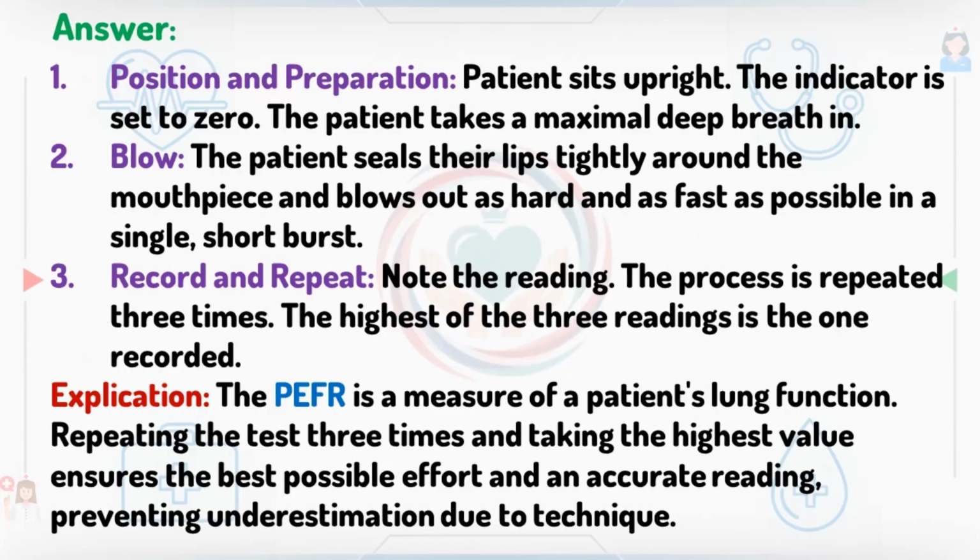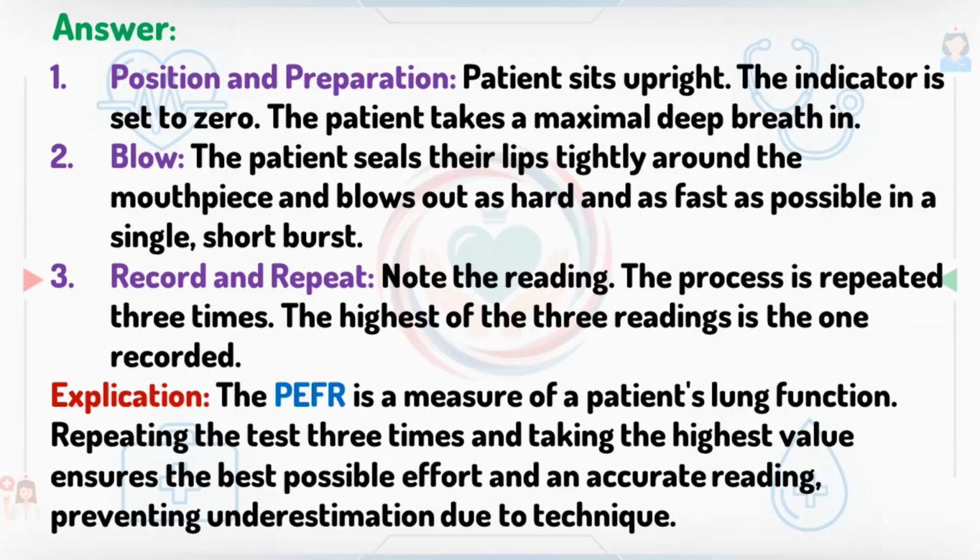Answer. 1. Position and preparation. Patient sits upright. The indicator is set to 0. The patient takes a maximal deep breath in. 2. Blow. The patient seals their lips tightly around the mouthpiece and blows out as hard and as fast as possible in a single short burst.